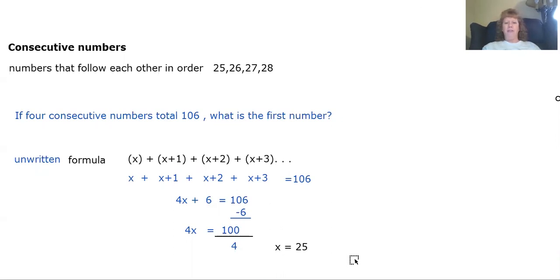If you ever get an answer and you think, well, how do I know if that's the answer or not? You can check that. It just so happens that 25 is the first number in the example here. So if I have 4 consecutive numbers, it would mean that 25, 26, 27, and 28 equal 106. So if I add those up, and you should do this on your own also, they equal 106. So I know I've gotten the right answer.